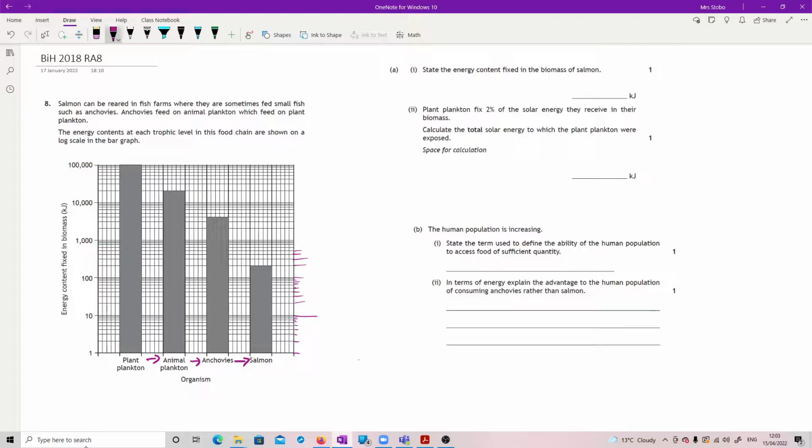Okay, so first question is state the energy content fixed in the biomass of salmon. Here's your salmon here, and 200.